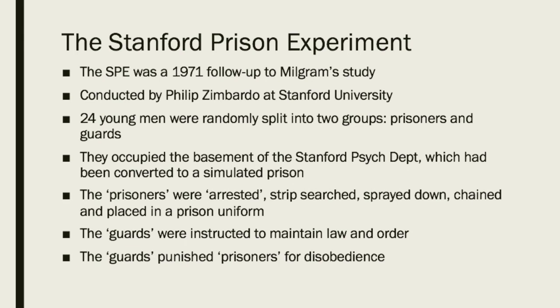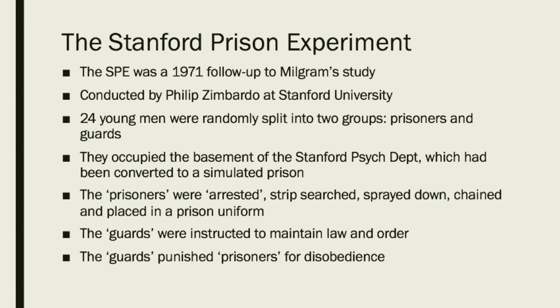The 12 prisoners were arrested, strip searched, sprayed down, chained, and placed into a prison uniform. Instead of being referred to by their names, they were assigned a number, which of course is a classic strategy of dehumanization. The 12 guards were instructed to maintain law and order in the prison.